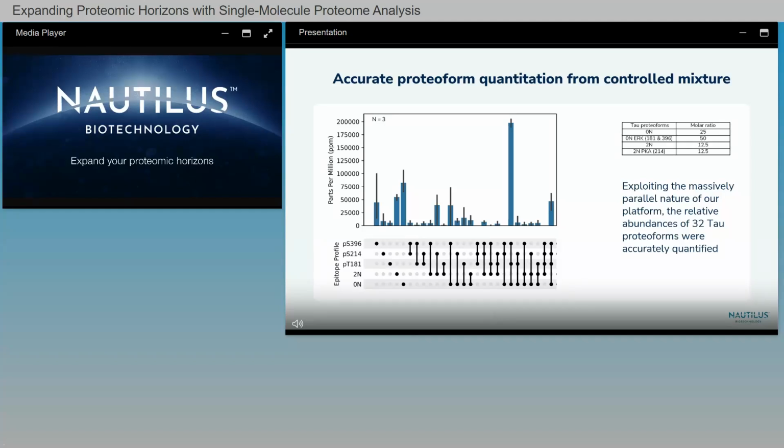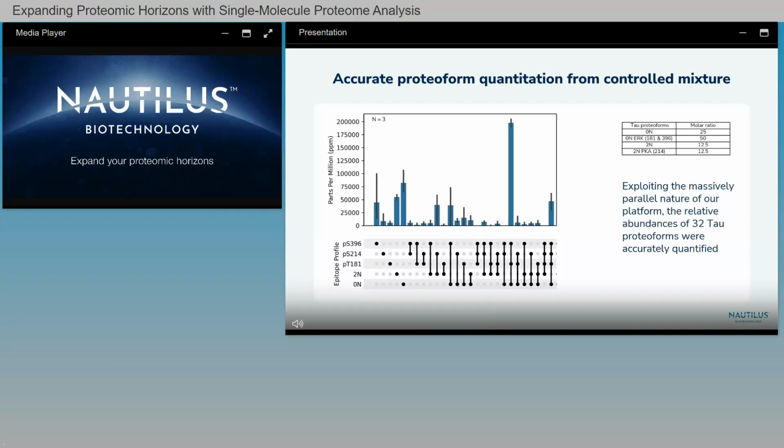Now, this is a bit of a crazy plot, so I'll just explain it a little bit. Each row of this corresponds to one of our affinity reagent channels that we're looking at. Wherever you see a black circle, that represents the form that contains that modification. So for instance, if one were to look at this particular species here, this species would correspond to the quantity of protein in our sample that was the 0N isoform, doubly modified at 181 and 396.